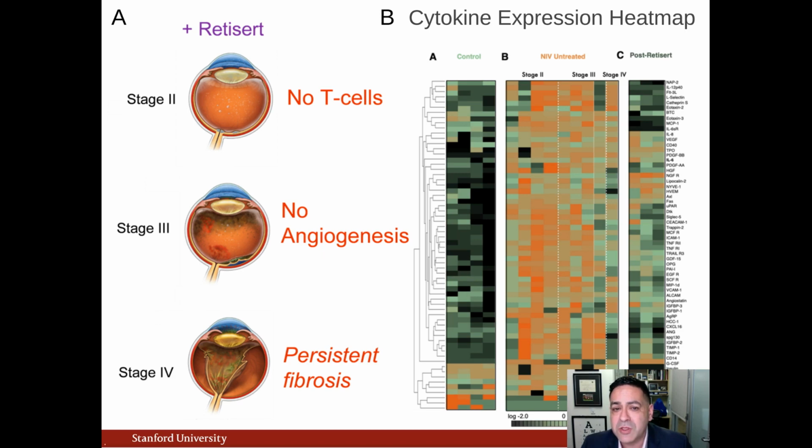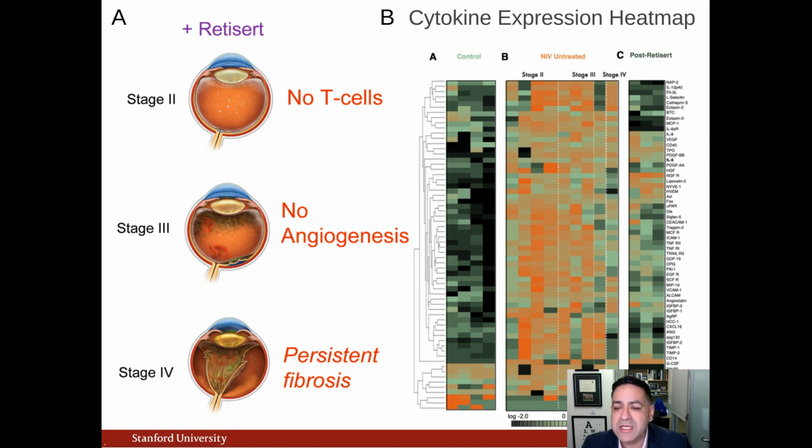So in stage 2 disease, what we saw with the Retisert, the drug treatment, was that the T cells, the inflammatory cells, went away. In stage 3 patients, it actually controlled the angiogenesis. The blood vessels regressed and the development of new blood vessels was less. But in stage 4 disease, where there's severe intraocular fibrosis, the Retisert didn't have any impact on that.